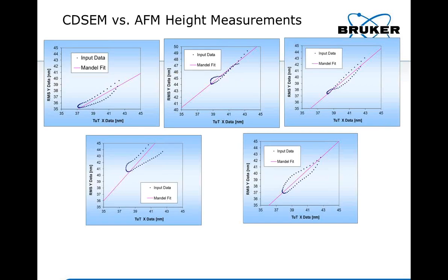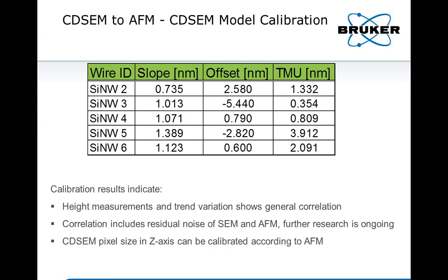Here we present Mandel fits for each of the silicon nanowires in the previous image for TMU comparison for the height measurements for each of the 5 wires. The loop that you observe in the appearance of the plots is representative of the wire sagging between the anchor points at the same Z positions for a given wire. And lastly, here we present the TMU measurements for comparison of the CD-SEM to the AFM. You can see here that in large part the AFM provides very good TMU.